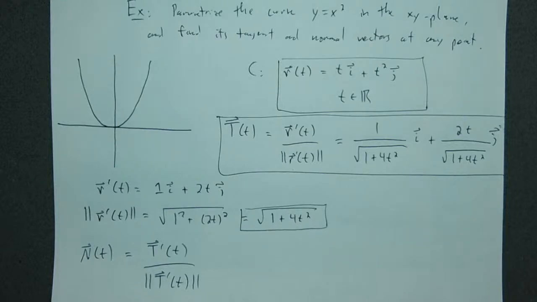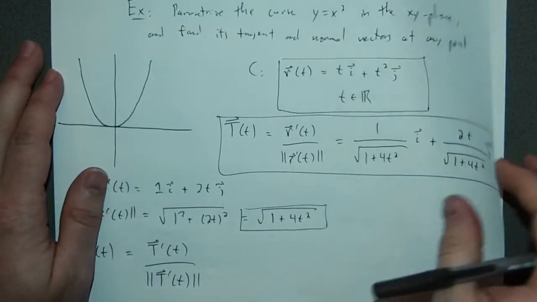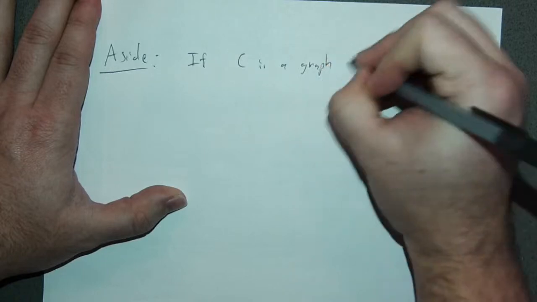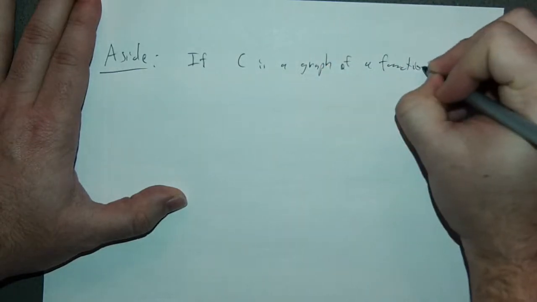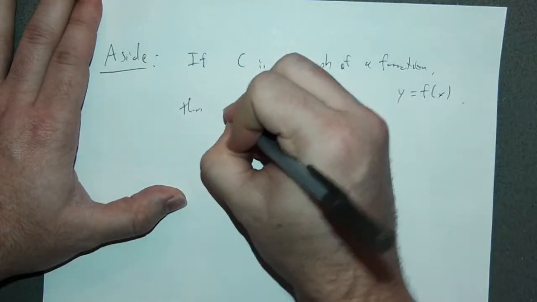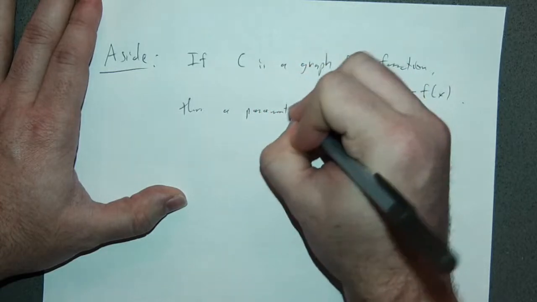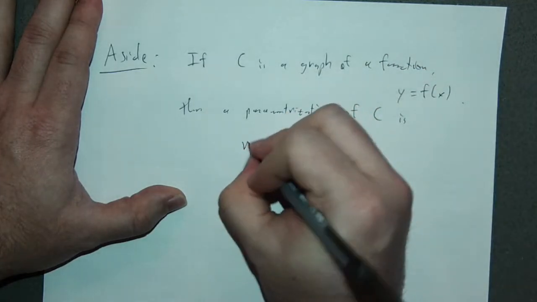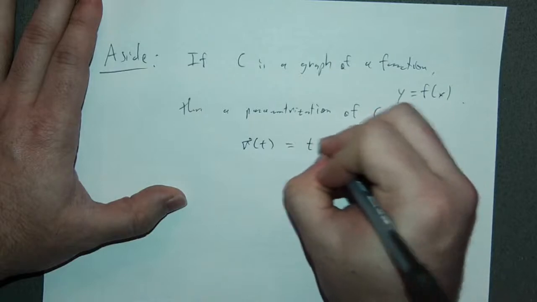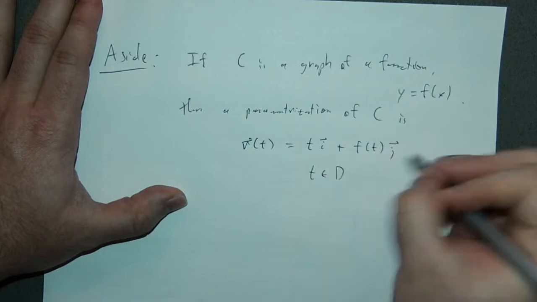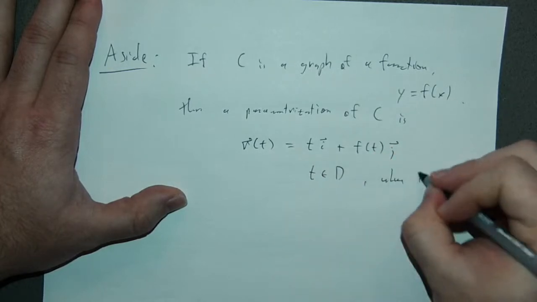So this is the trick. Maybe I'll do an aside here. Aside: if C is the graph of a function, so y equals f of x, in the plane, then a parameterization of C is r of t, which is t i plus f of t j, and t is in the domain of the function, where D is the domain of the function.